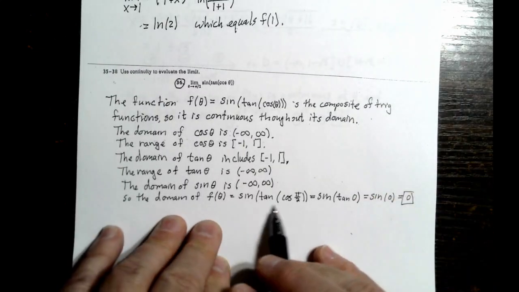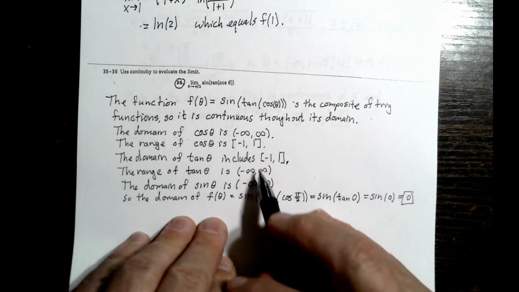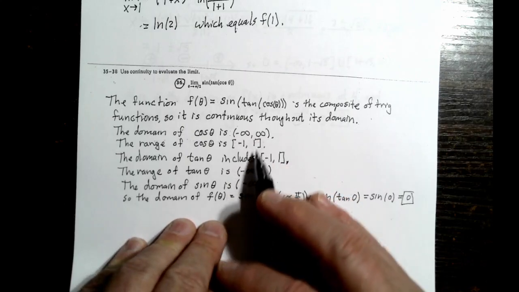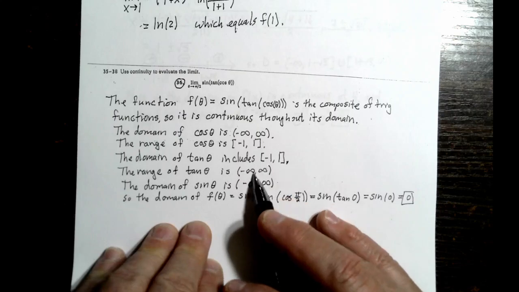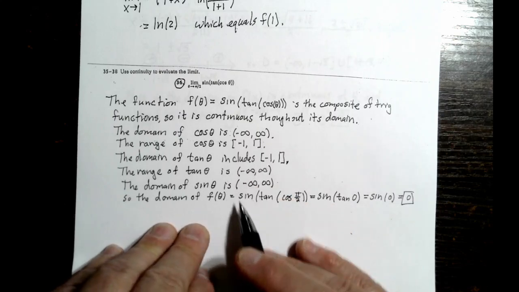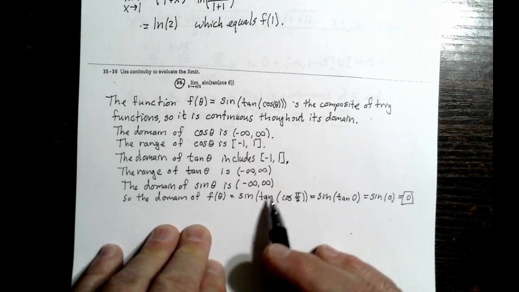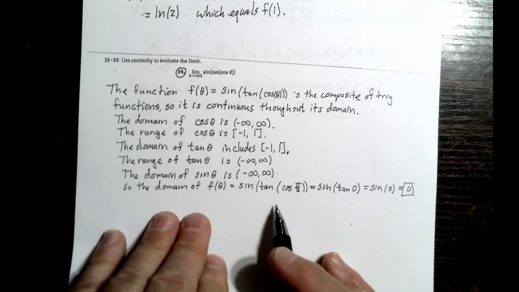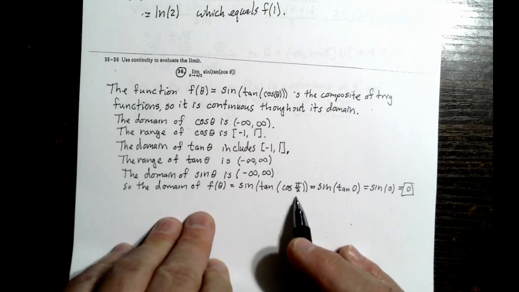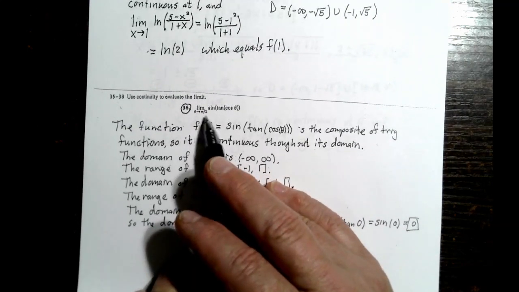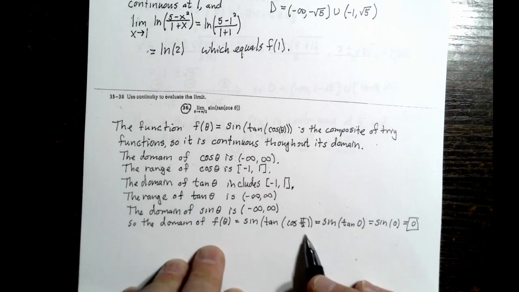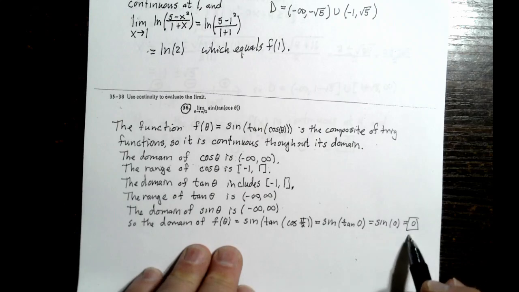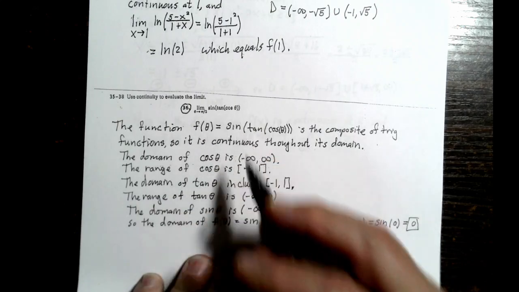So the domain of f equals sine. So this guy is okay basically because we've shown that the range of one becomes the domain of the other, becomes the range of the other, becomes the domain of the other. So it is a composite function and it's continuous over its domain, which is everything. Now if we plug in pi over 2, which is what we're approaching for our limit, we get cosine of pi over 2 is 0, tangent of 0 is 0, and sine of 0 is 0. So this limit approaches 0.